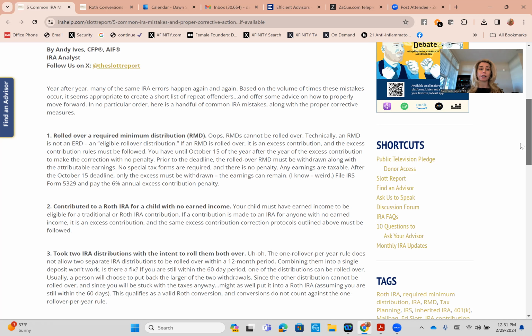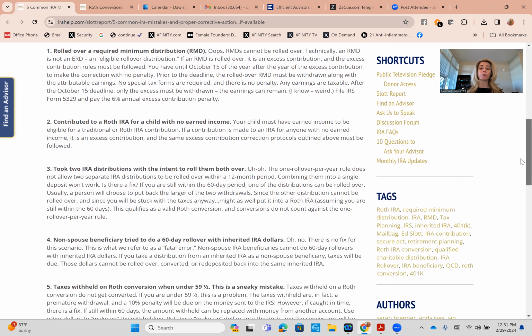Number 3. Another common mistake is you took 2 IRA distributions with the intent to roll them both over. The once-per-year rollover rule does not allow 2 separate IRA distributions to be rolled over within a 12-month period. A rollover means that you actually physically receive that money, and then you have 60 days to put it back into an IRA. Transfers, where you do not take receipt and it goes from one custodian to another, are allowed. So combining them into a single deposit won't work.